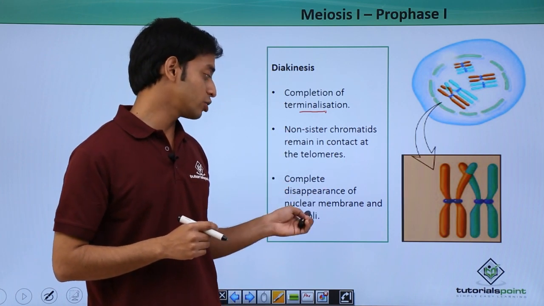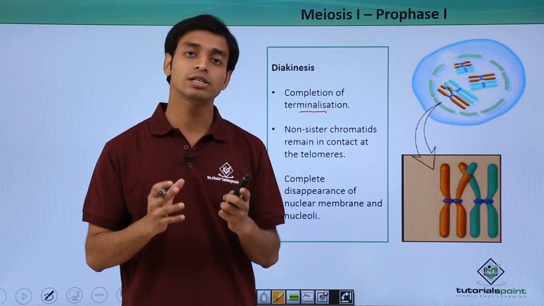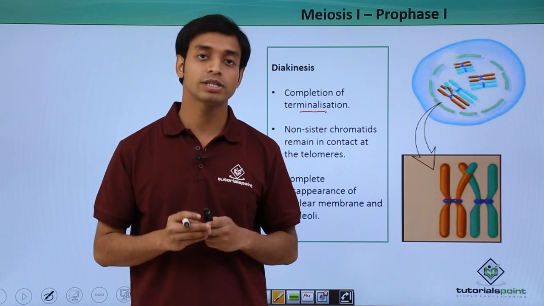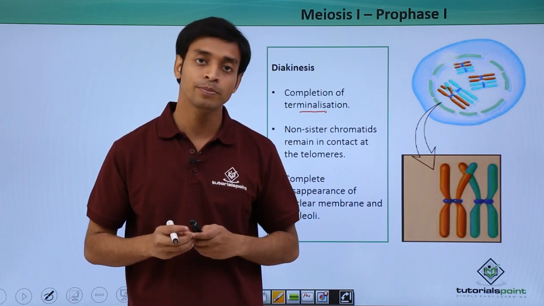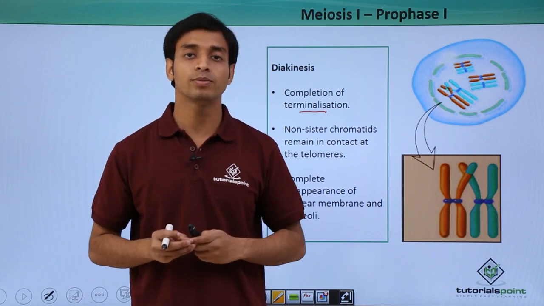There is complete disappearance of the nuclear membrane and nuclei. At this point, the nuclear membrane and the nucleolus completely disappear. So in this video, we have talked about a very important stage of meiosis I, that is Prophase I, and we have talked about the 5 important stages or phases of Prophase I.